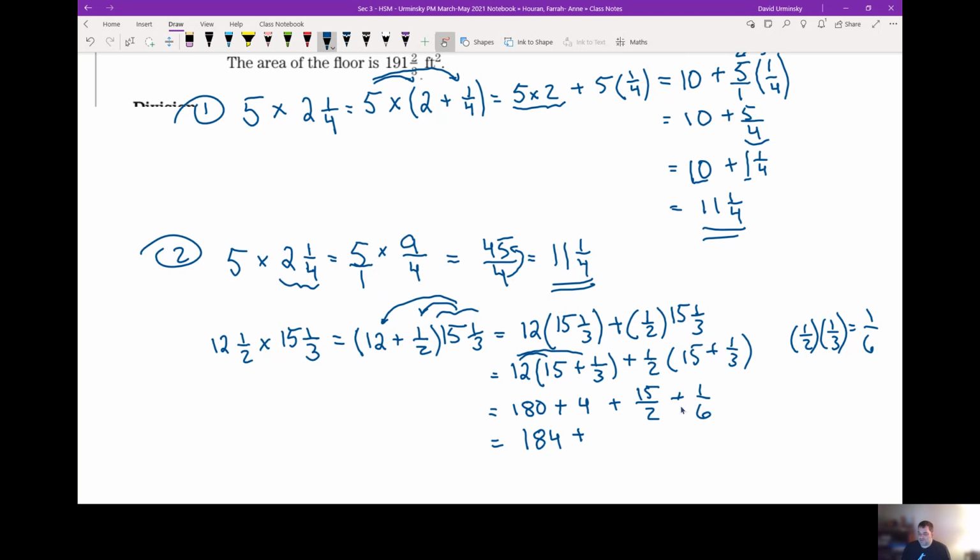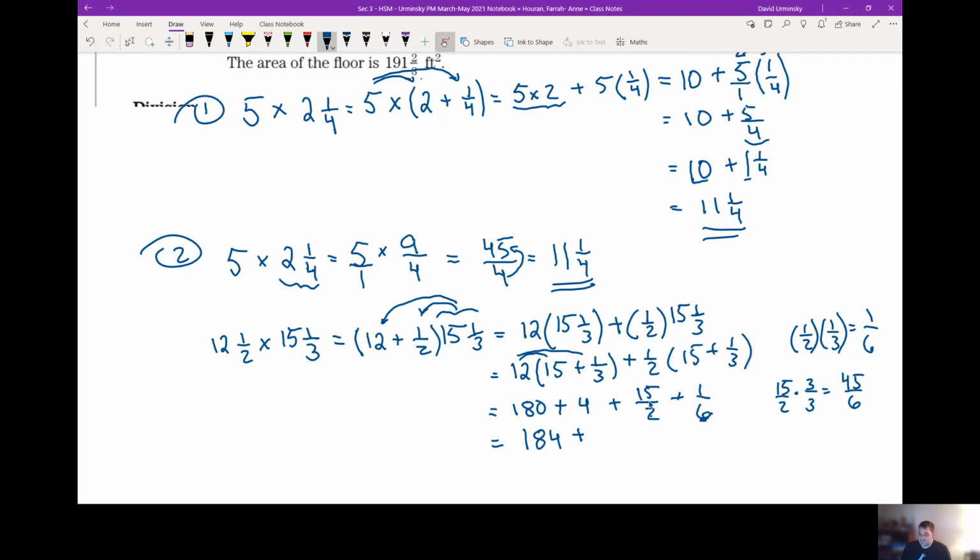plus. Now look at these two fractions. We want to add them together. The best way to do that is to find a common denominator. So the common denominator between these two is going to be a 6, or this 6 here. So to make 15 over 2 have a denominator of 6, we can multiply the numerator and the denominator by 3. If we do that, we get 45 over 6.